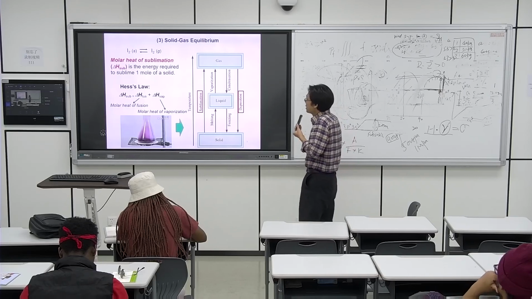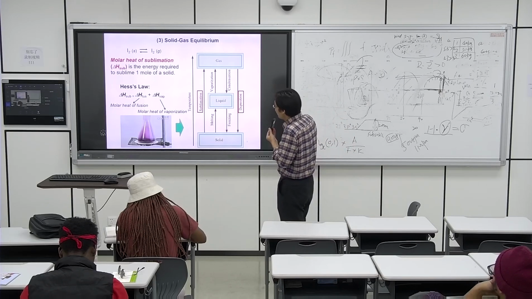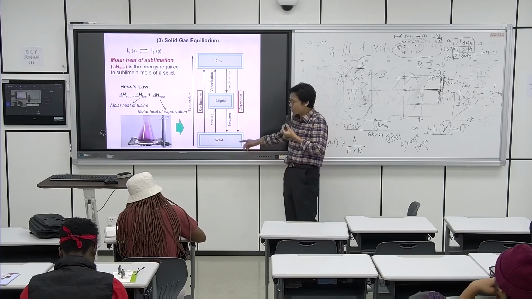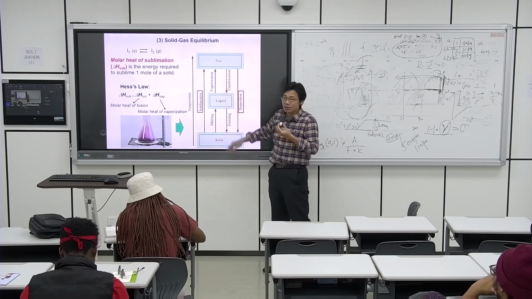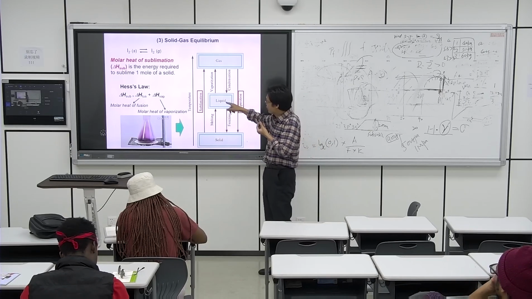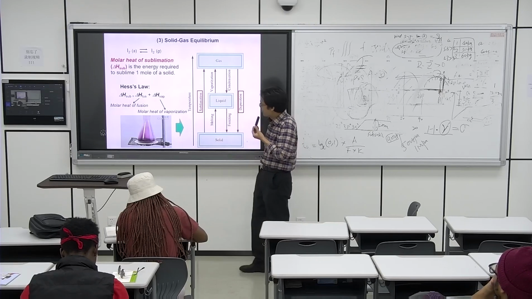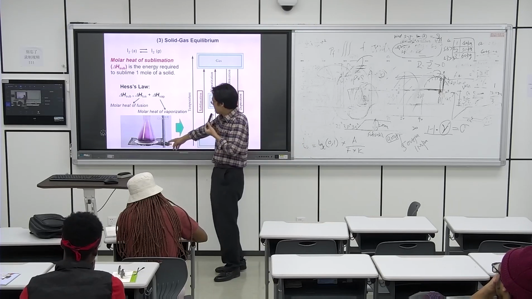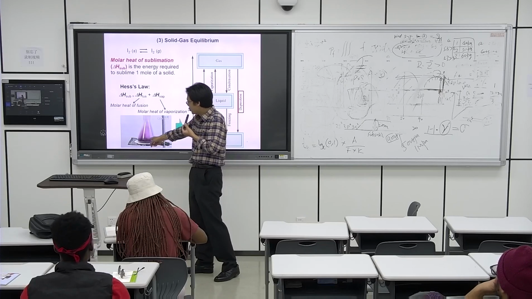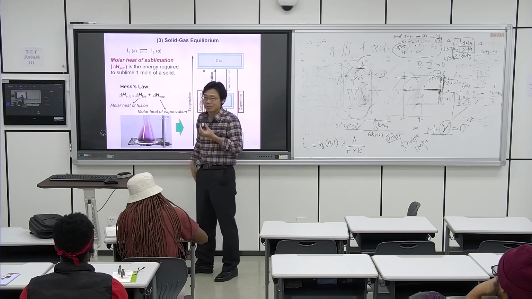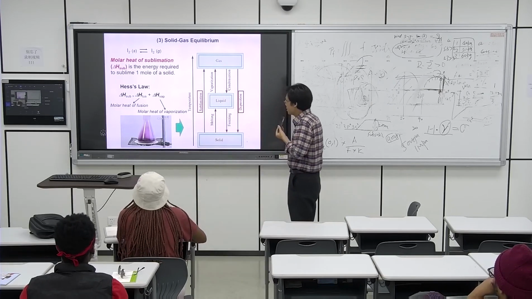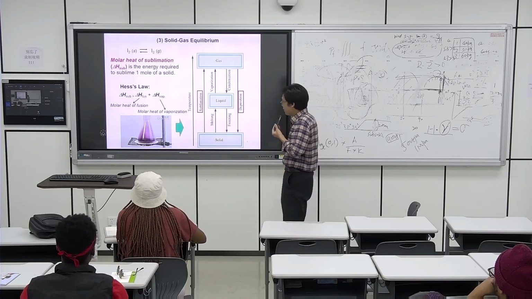Okay, the third part is about a solid-gas equilibrium. This means the substance changes from solid to gas directly. It will not change to liquid, just from solid to gas. For example, this is solid iodine. When we heat it, it will directly change from solid to gas. This process is called sublimation.